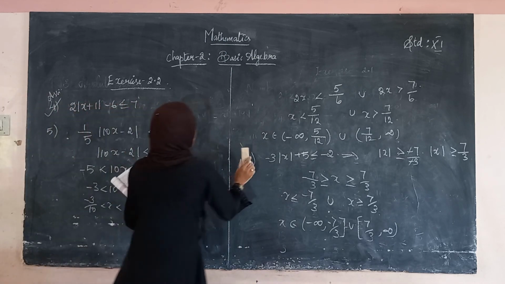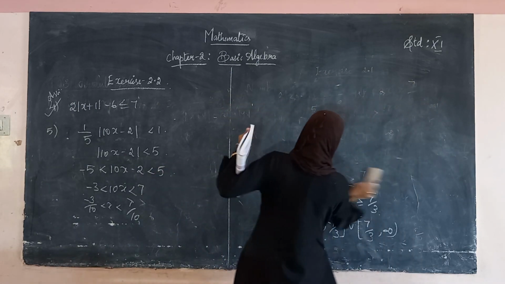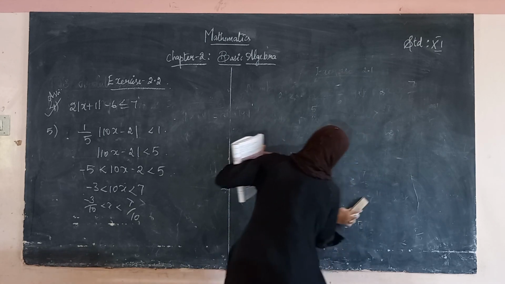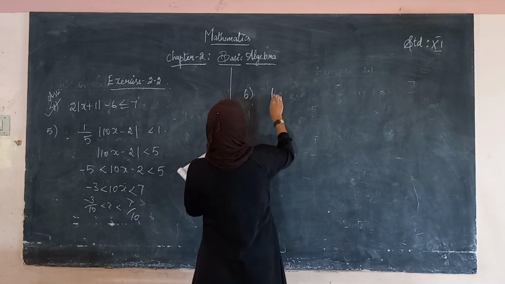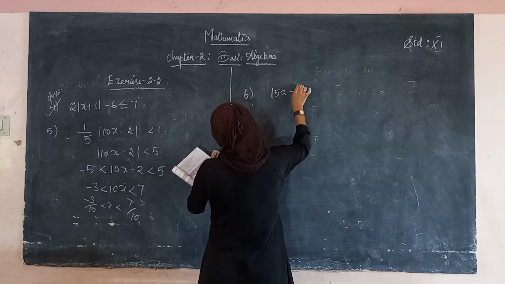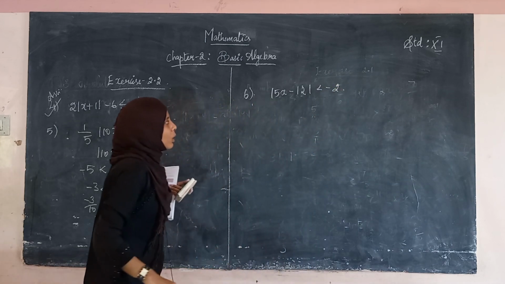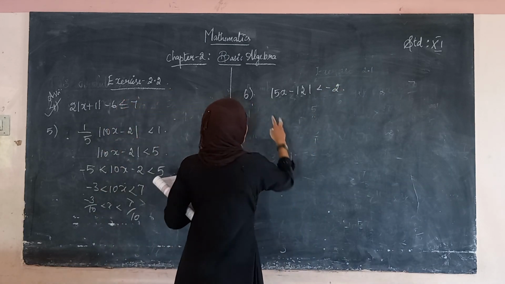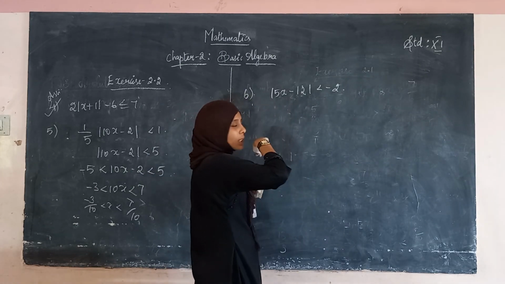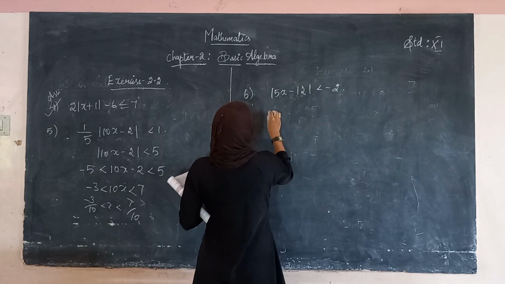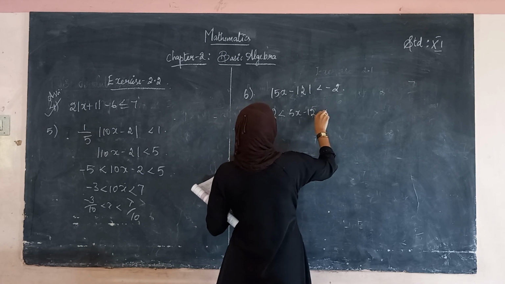Now, the last sum, sixth sum. Solve for modulus of 5x minus 12 less than minus 2. Okay, solve for this. See, we don't have any numbers or elements outside the modulus. Therefore, we can remove the modulus directly. If we remove, what happens? It becomes 2 less than 5x minus 12 less than minus 2.